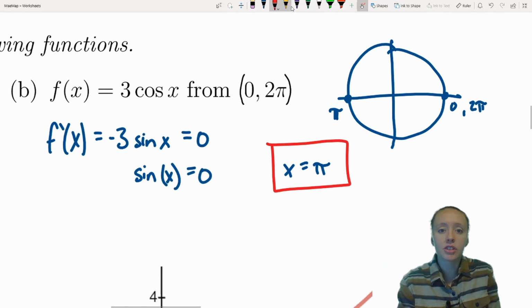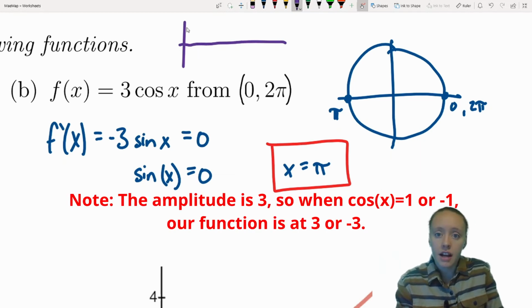Which makes sense too, because if you think about the graph of 3 cosine of x from 0 to 2 pi, cosine at 0 starts at 1, and then we get to pi over 2, it's 0, and then at pi it's at negative 1, 3 pi over 2, it's back to 0, and then finally back up to 2 pi.